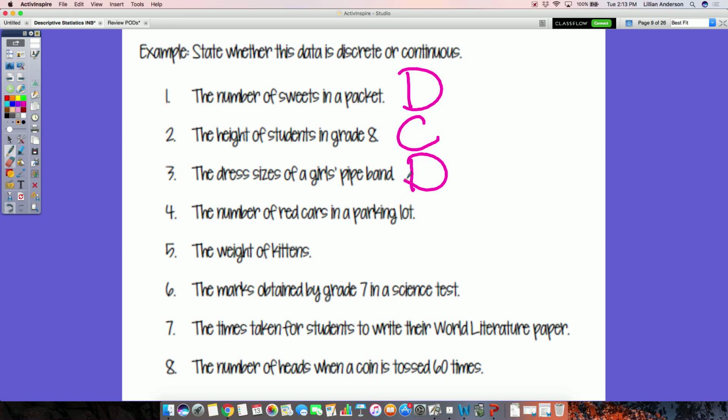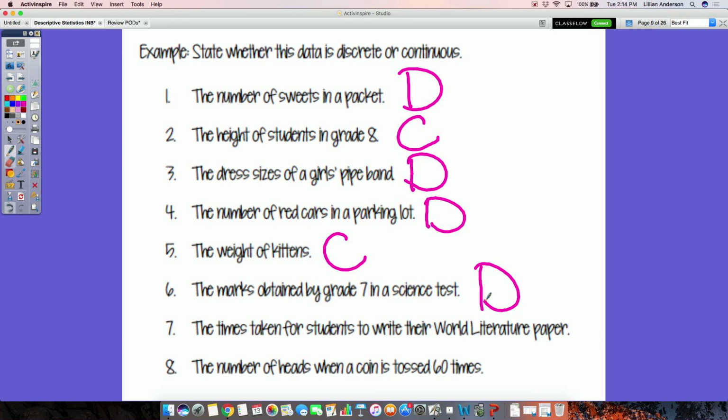A specific value. The number of red cars in the parking lot. Discrete. I can walk outside that door right now and count the number of red cars. Okay, a specific value. The weight of kittens. Does take on a range. The marks, in other words, the points, obtained by grade 7 in a science test. Discrete. Yes. You either get a 96 or you get a 52. Okay, it takes on a specific value.